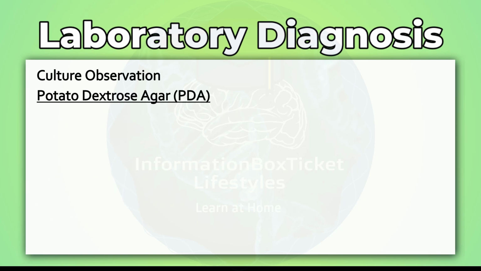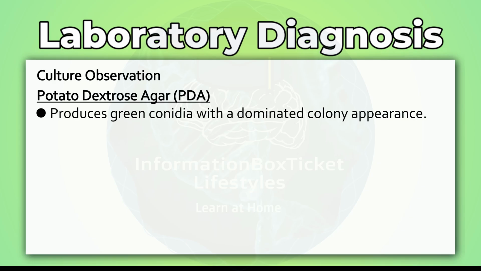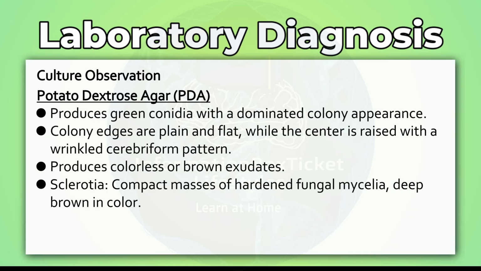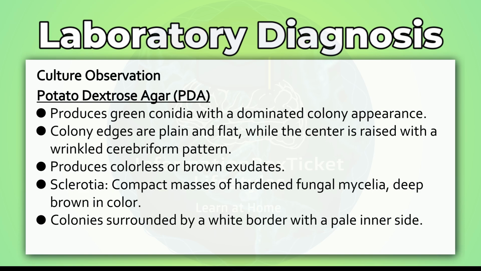Potato dextrose agar, PDA, produces green conidia with a dominant colony appearance. Colony edges are plain and flat, while the center is raised with a wrinkled cerebriform pattern. Produces colorless or brown exudates. Sclerotia, compact masses of hardened fungal mycelia, deep brown in color. Colonies surrounded by a white border with a pale inner side.